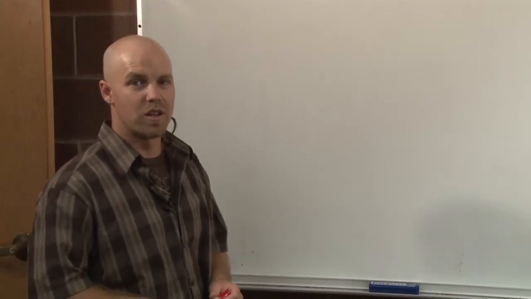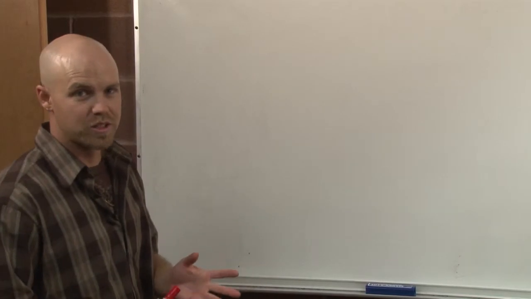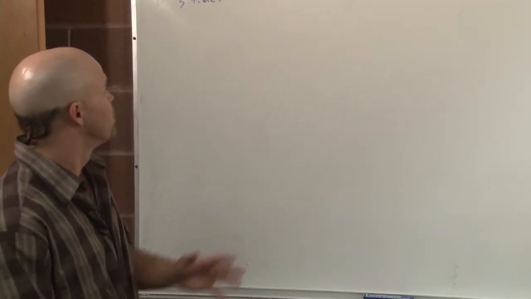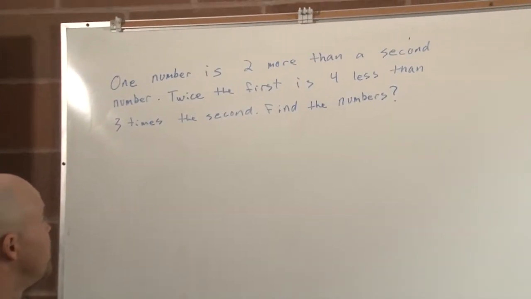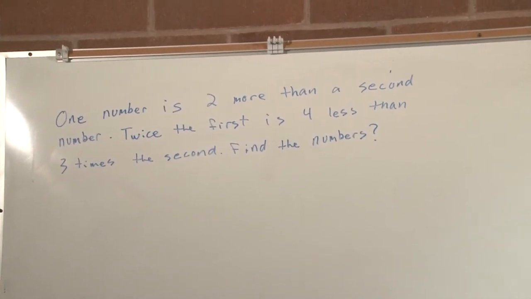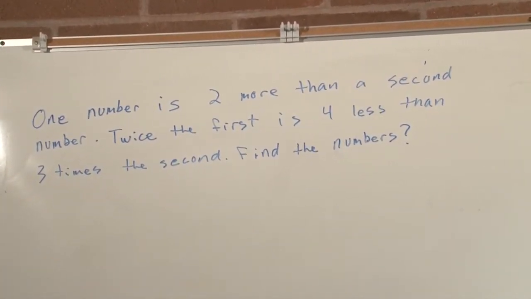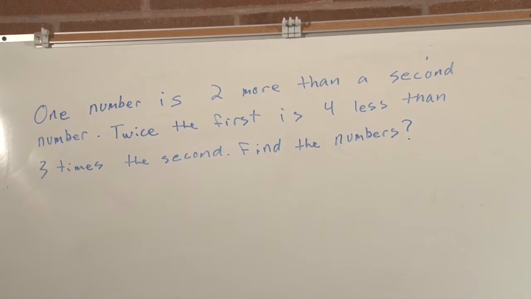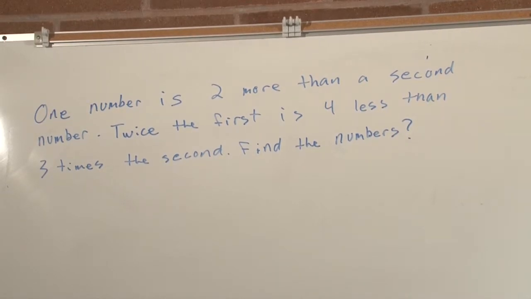So we're going to work through another example using these linear equations. After reading this word problem, it looks like a lot of these words are going to be underlined, because we want to first read and then maybe reread the problem if it sounds confusing. So one number is 2 more than a second number. Twice the first number is 4 less than 3 times the second. Find the numbers. To me, that sounds pretty confusing, even if I read it again.